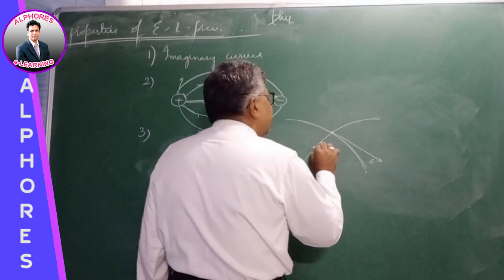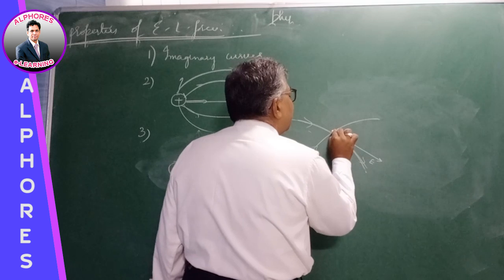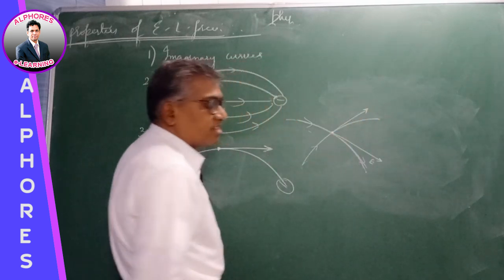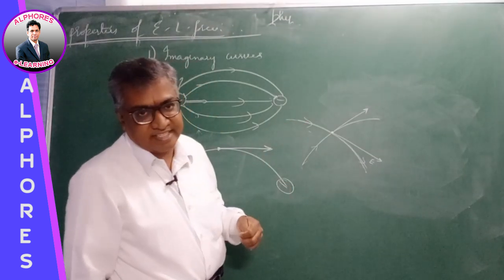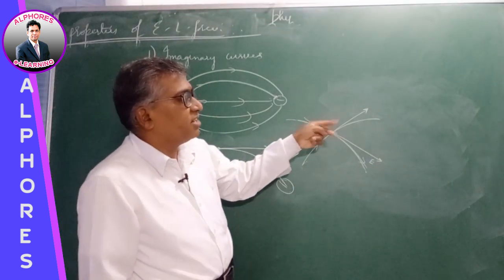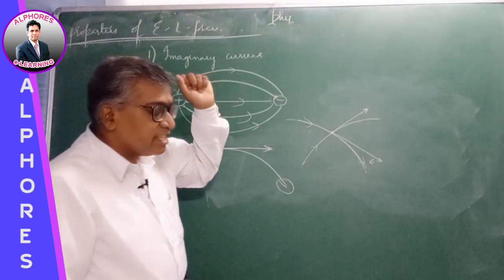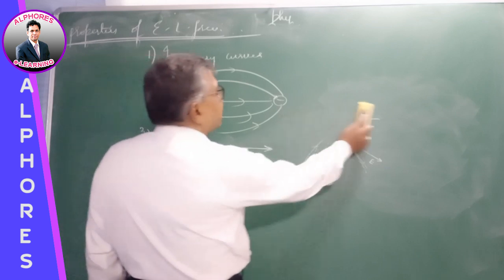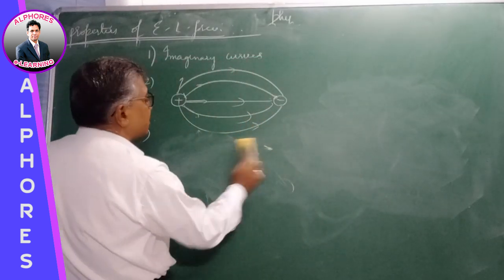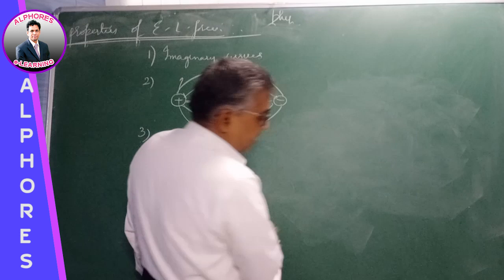But if I consider this line of force, the tangent drawn at that point will give the direction of the electric field. A unique electric field cannot have two different directions. This is absurd, impossible. So no two lines of force will intersect, no two lines of force will cross over one another, which is impossible.